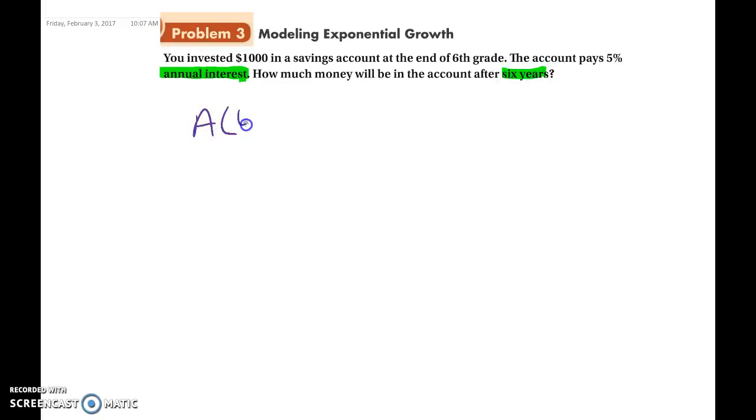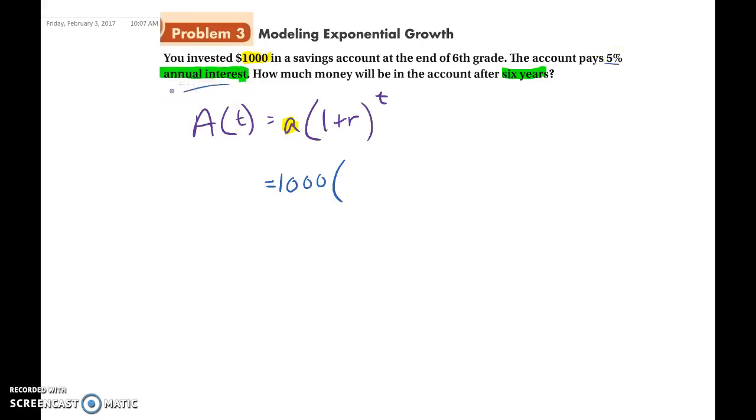A sub t is equal to a times 1 plus r raised to the t power. All right, remember our a, we'll highlight this in yellow, is our initial starting amount, which is we invested $1,000. So we know that this is going to be equal to 1,000 times. Now, it tells us that the account pays 5% annual interest.